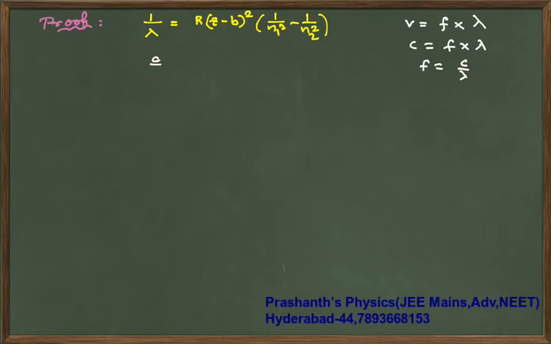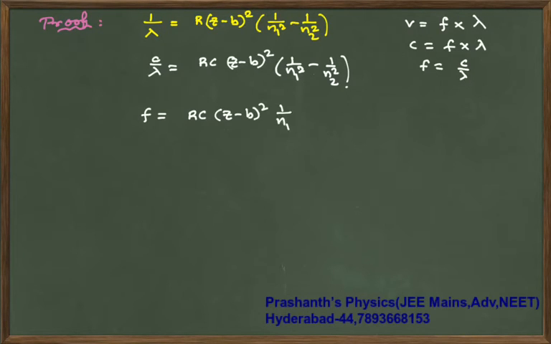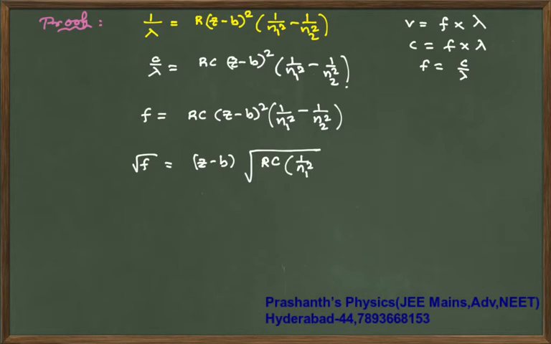So multiply with C by lambda is equal to RC times (Z minus B) whole square times (1 by N1 square minus 1 by N2 square). Okay, your frequency is RC times (Z minus B) whole square times (1 by N1 square minus 1 by N2 square). Right. So now if you take under root of nu, that is equal to (Z minus B) times under root of RC times (1 by N1 square minus 1 by N2 square).